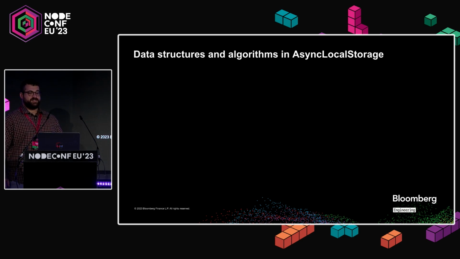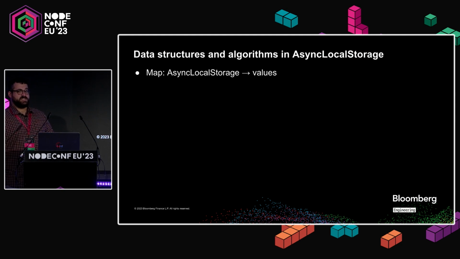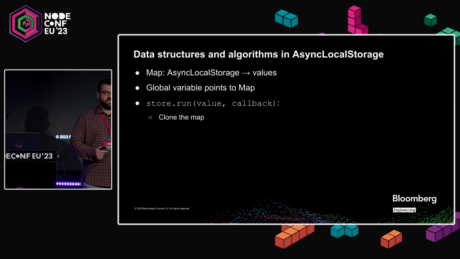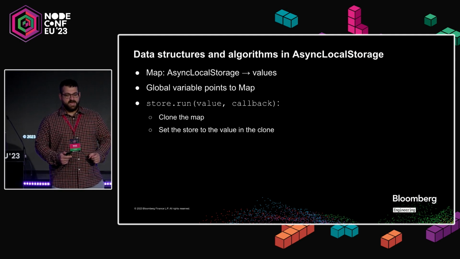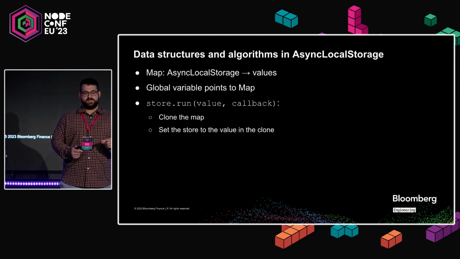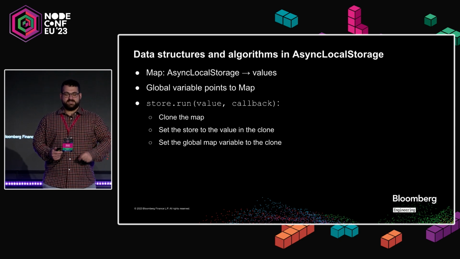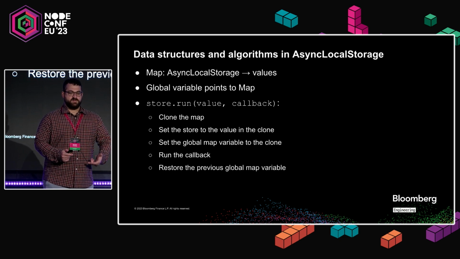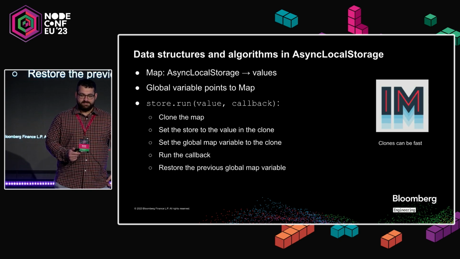So some data structures that are used in async local storage. Well, really, there's just one data structure. There's a map mapping those async local storage objects to values. So for example, the value in the previous example was just a number, like 1. And you have a global variable that points to that map. The run method takes a new value for the variable, as well as a callback. The first step is it clones that map. It sets that one entry in the map to another value. Then it sets that as the global map variable. Then you can run the callback. After it's done, even if an exception is thrown, it's important to restore the previous map value.